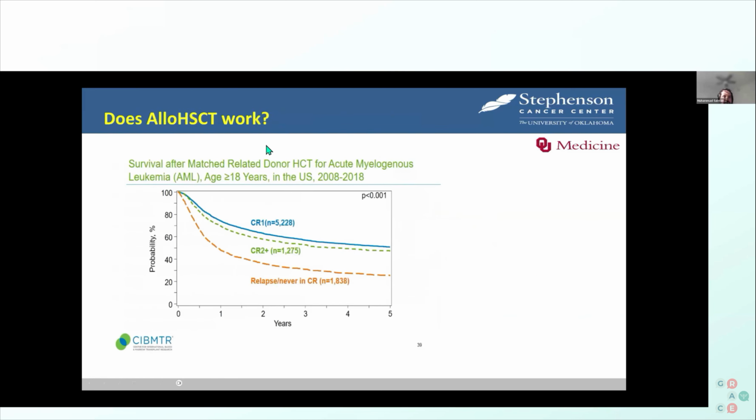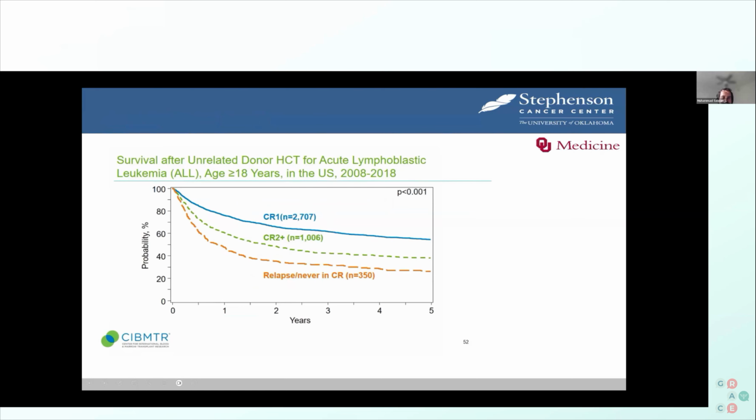Some evidence if the allo transplant does work, so it does. We have big CIBMTR studies which host the largest data of allogenic as well as autologous transplants, and we see that the probability of patients being alive at 5 years from AML, in the cohort of patients that were transplanted between 2008 to 2018, the patients who had transplant in their first remission had about 60% survival, compared to the patients who never had a CR or relapsed after that. They had the worst survival.